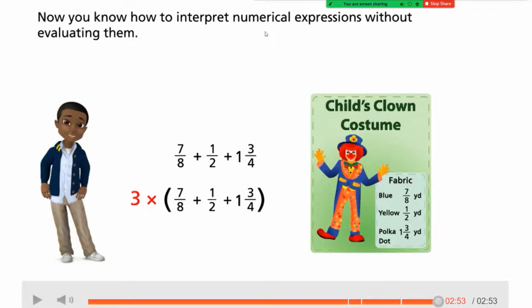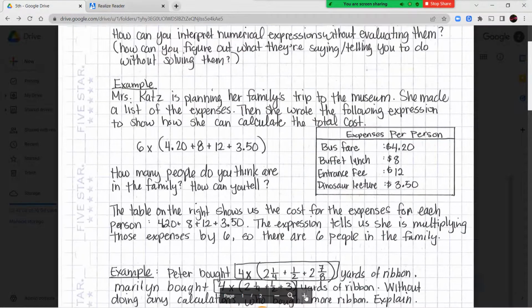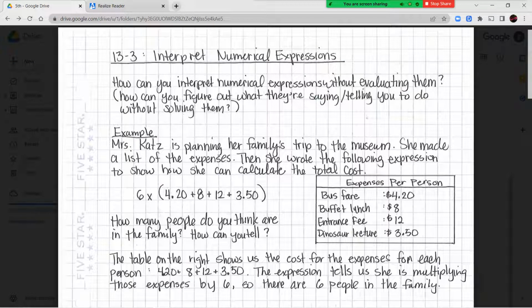Now, when you have a lot of parts of your equation that overlap and there's one area that's different, it's very easy to find the difference between them, or to decide which one is greater than or less than in value than the other one. All right, now our notes for this lesson: interpret numerical expressions. How can you interpret numerical expressions without evaluating them, which is just a fancy way of saying, how can you figure out what they're saying or telling you without solving and doing the actual math?